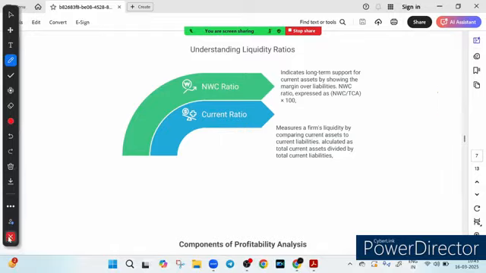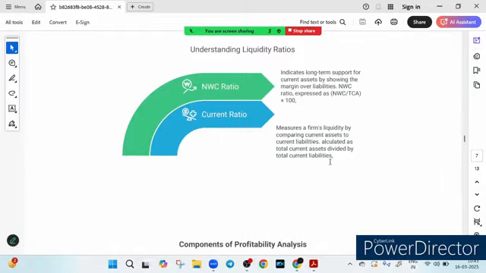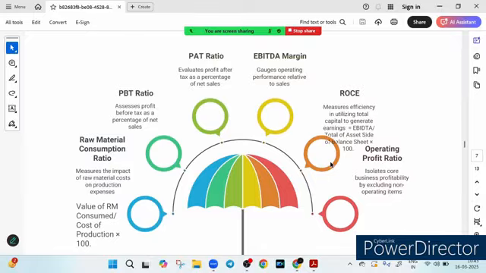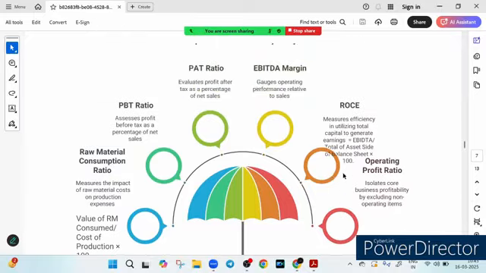Understanding liquidity is very crucial. Whether you are a business owner, investor, or finance student, mastering these ratios helps in better financial decisions. Now let's look at some important ratios, profitability ratios. So friends, ever wondered how profitable a business truly is? Profitability ratios help us uncover this by analyzing revenue, cost, and efficiency. In this particular table, you will see the different kinds of profitability ratios we have.